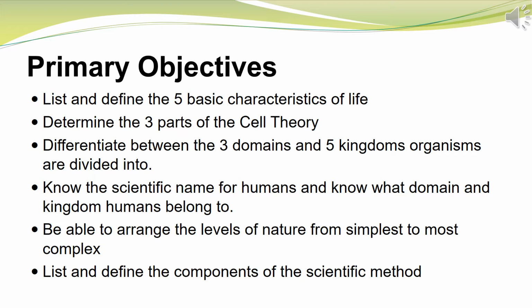So the first objective is to list and define the 5 basic characteristics of life. I know the book says there's 9, but we're really just going to focus on 5 basic characteristics. Determine the 3 parts of the cell theory. There's really 5 parts of the cell theory, but just to keep things simple, we're going to say there's 3 for this chapter. Differentiate between the 3 domains and 5 kingdoms of organisms.